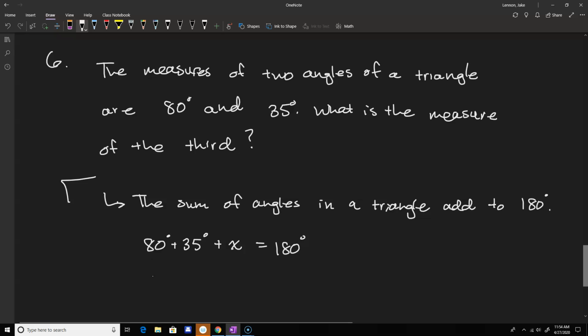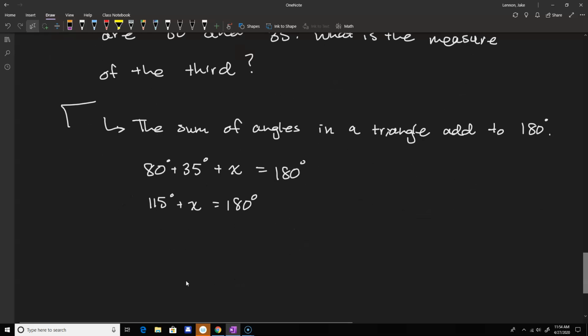So 80 plus 35 adds up to 115 degrees. And then from there we can just subtract 115 degrees on both sides. So we end up with x is equal to 65 degrees, and that is the missing angle.